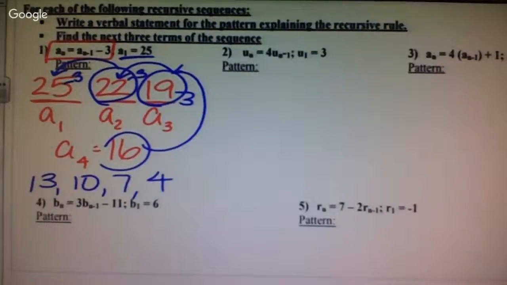You're not finding the previous one. You're using the previous one to find the next one. In other words, you're trying to find a sub 2 by using a sub 1 and subtracting 3. So in order to get this one, I need to go backwards to the one that came before it and then subtract 3. Does that make more sense now? Anybody else?